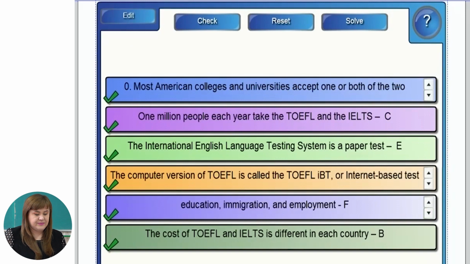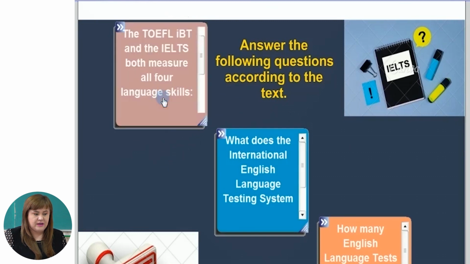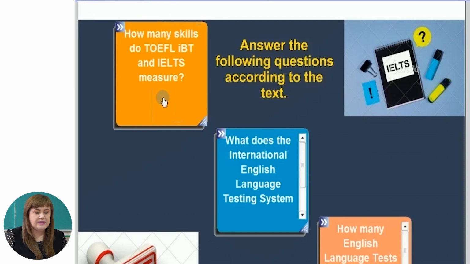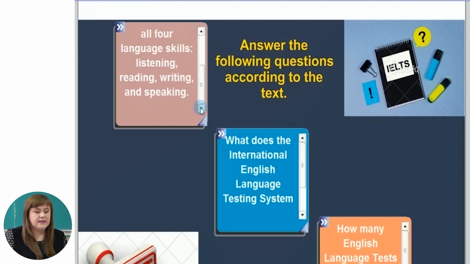Dear students, are you ready to answer a few questions according to the text? First question for you is: how many skills do TOEFL IBT and IELTS measure? And an appropriate answer to this question is: the TOEFL IBT and the IELTS both measure all 4 language skills: listening, reading, writing, and speaking.